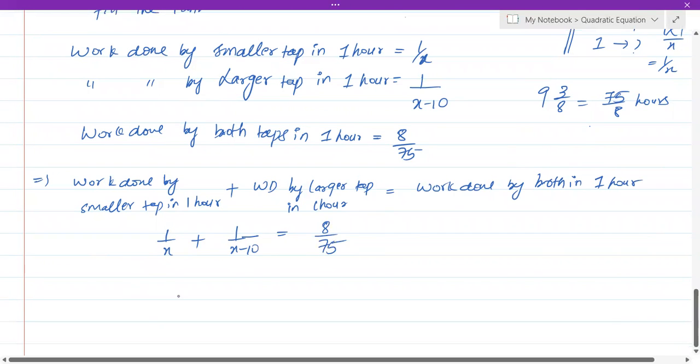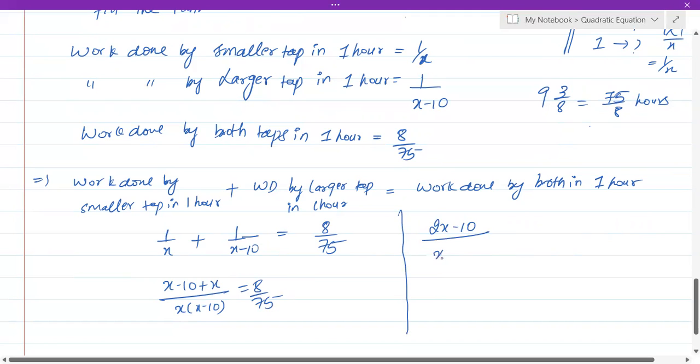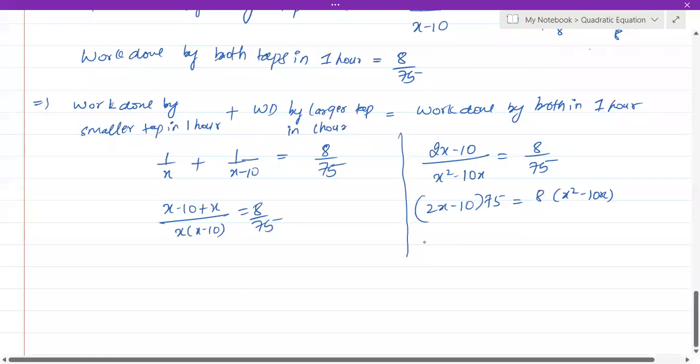So let's solve this. Let's take LCM. So it will be x minus 10 plus x divided by x into x minus 10 equal to 8 by 75. So it becomes, let me write it here itself, x plus x is 2x, 2x minus 10 divided by x square minus 10x equal to 8 by 75. Cross multiply, so it becomes 2x minus 10 into 75 equals 8 into x square minus 10x. So it becomes 2x into 75 is 150x minus 750 equals 8x squared minus 80x.